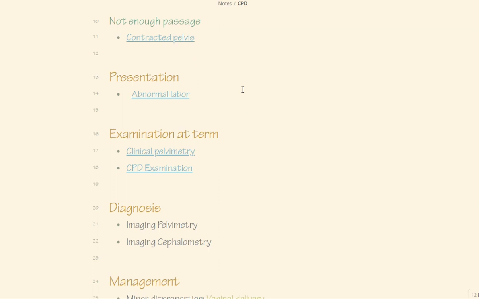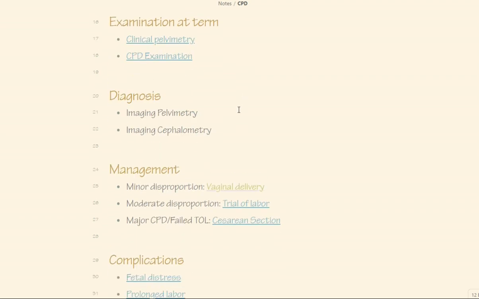So how do we examine for cephalopelvic disproportion? One is clinical pelvimetry, to examine the pelvis. Second is the cephalopelvic disproportion examination. We will go into how it is done, but before that, let's go into diagnosis. It can be done by imaging, like pelvimetry by MRI or CT, but it is not usually done. But head size can be examined by doing antenatal ultrasonography.